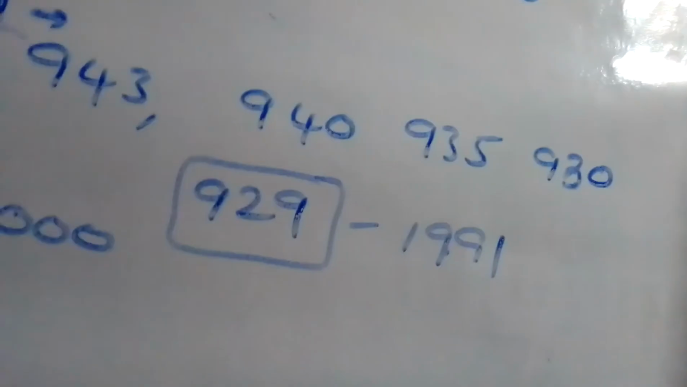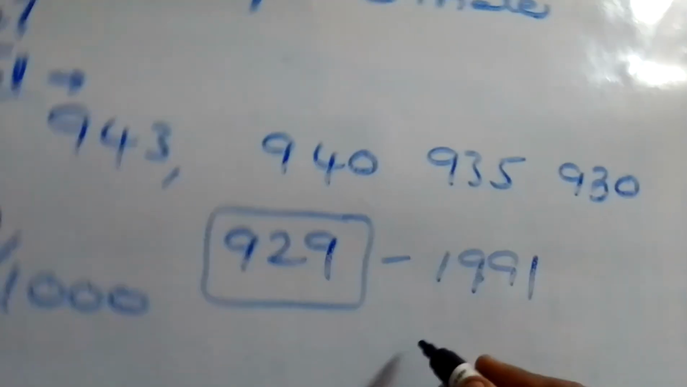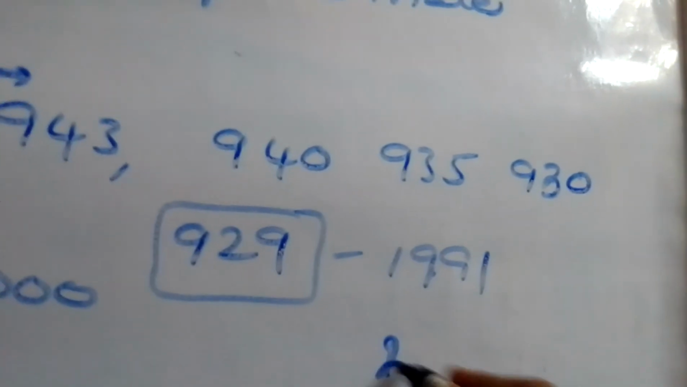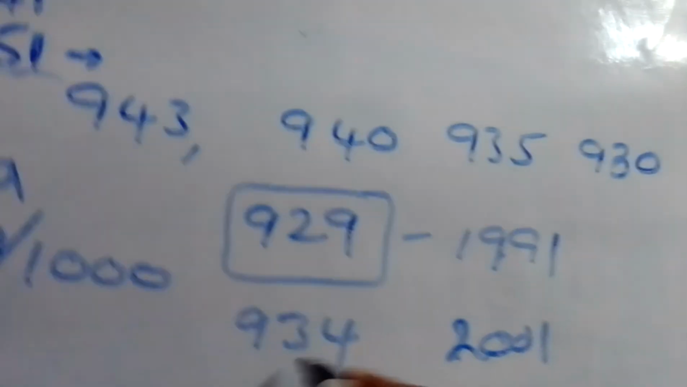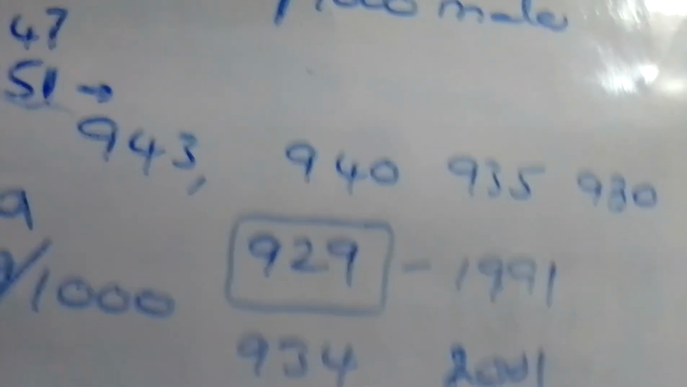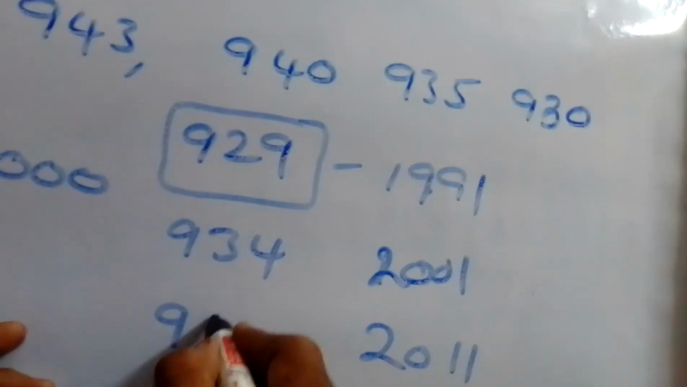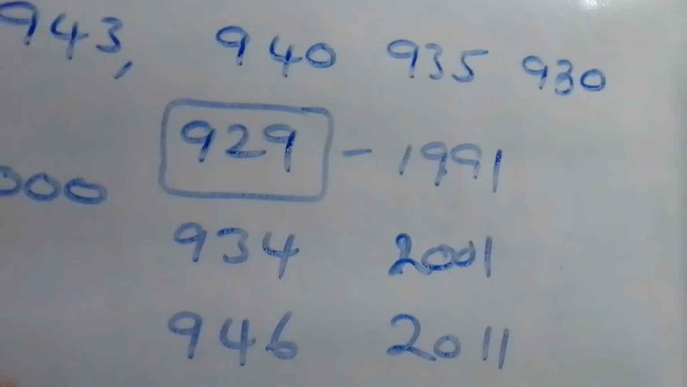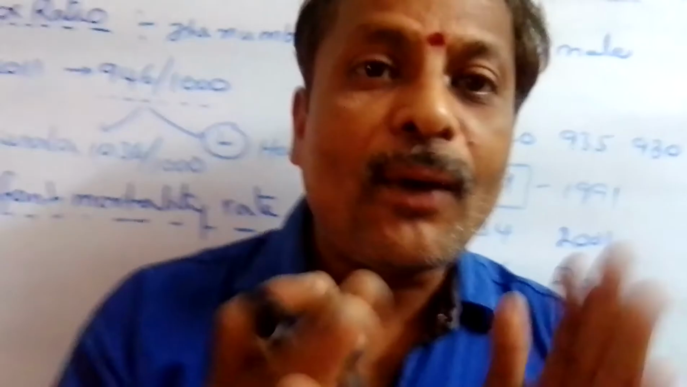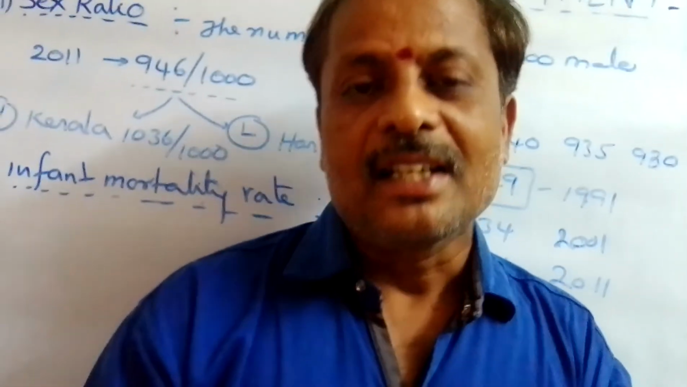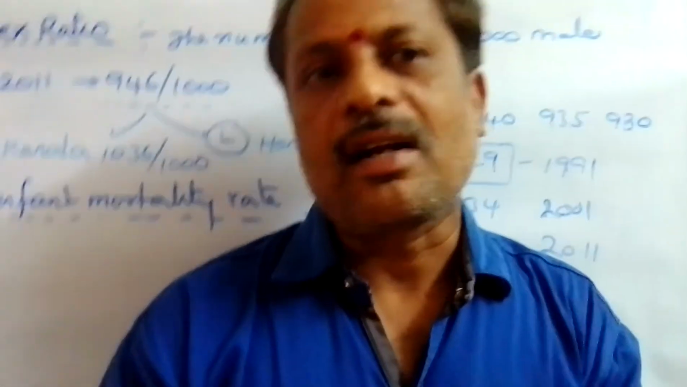And again in the year 2001, it increased to 934, and in 2011 it increased to 946. It means we are observing why in the decade of 1991 India recorded the lowest sex ratio. We have to see the important cause.